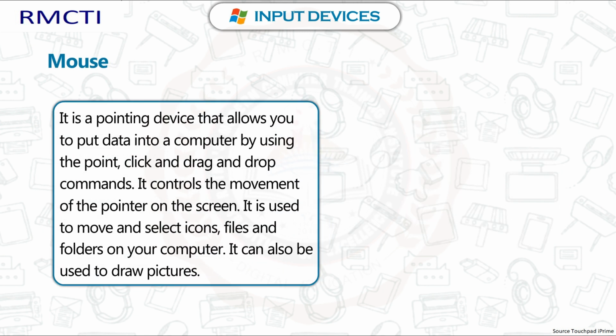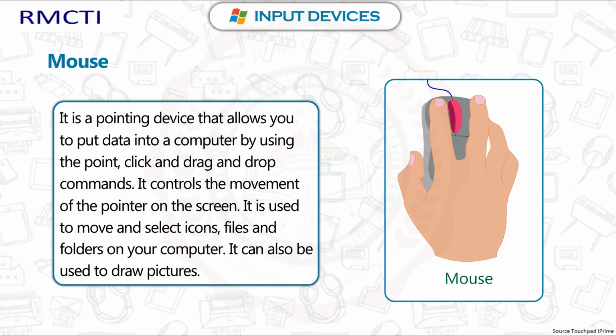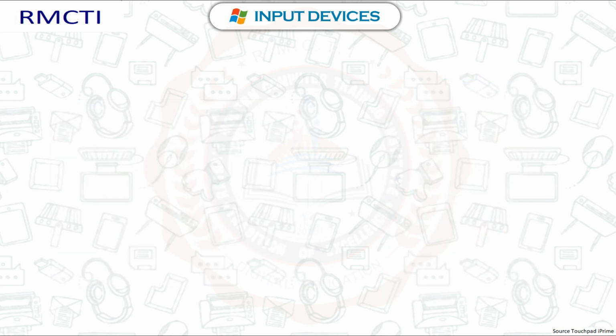Mouse. It is a pointing device that allows you to put data into a computer by using the point, click, and drag and drop actions. It controls the movement of the pointer on the screen. It is used to move and select icons, files, and folders on your computer. It can also be used to draw pictures.